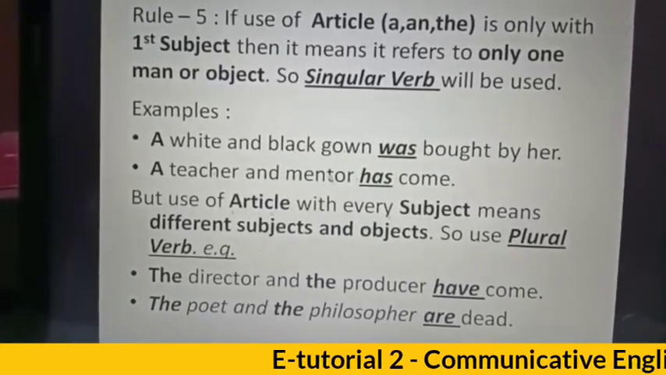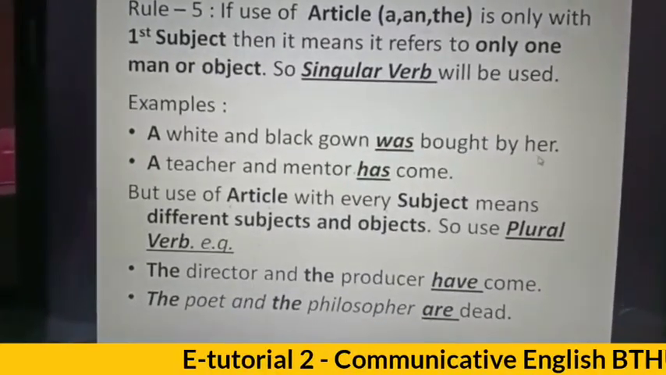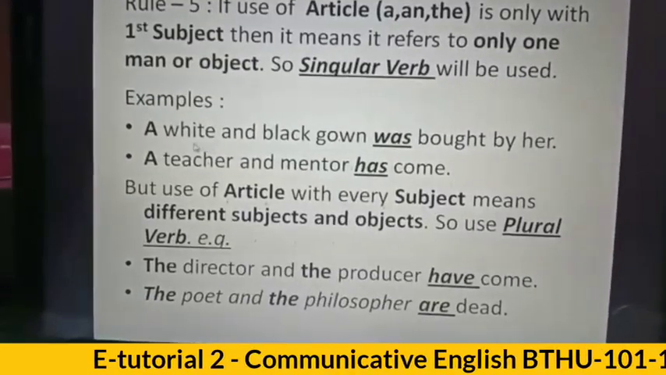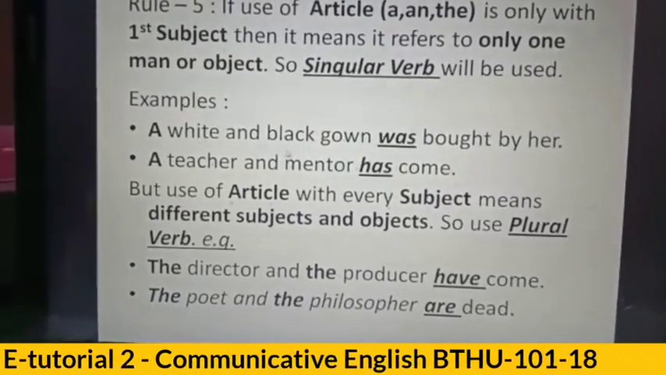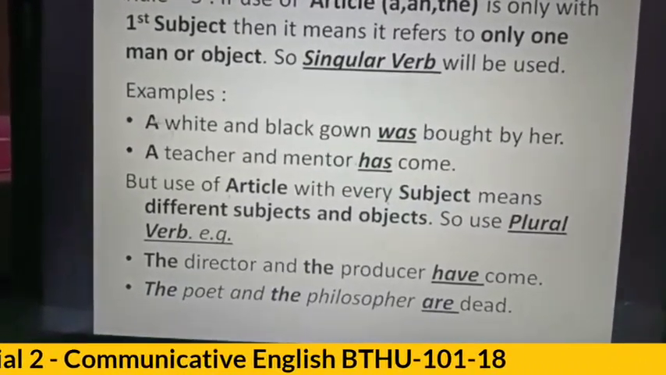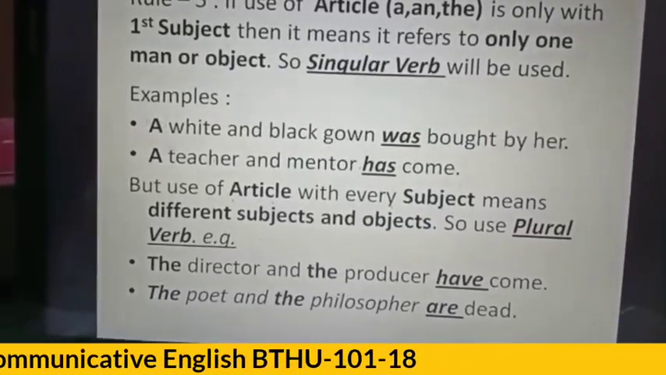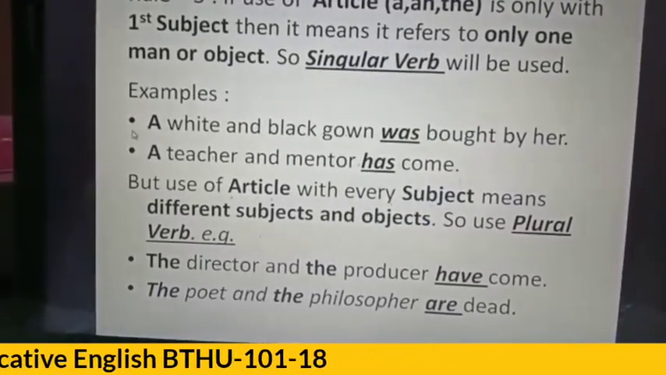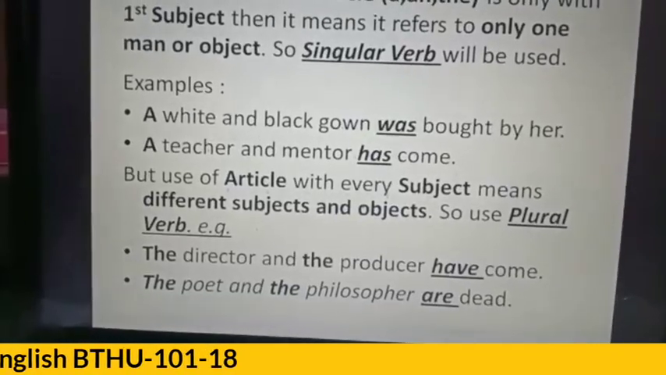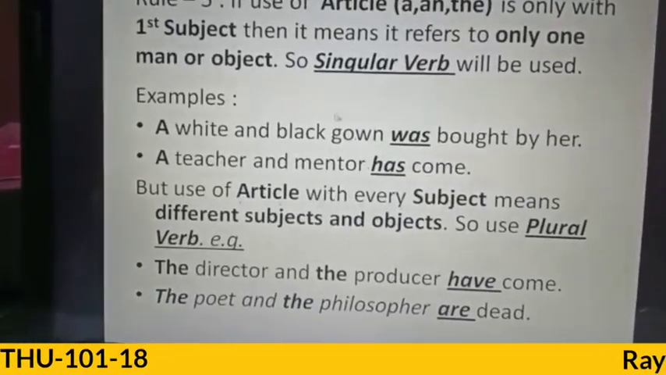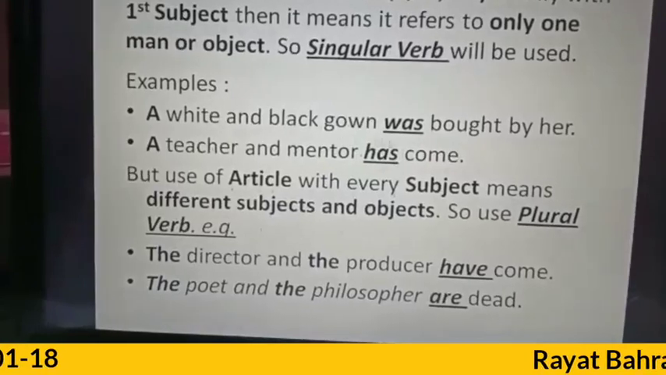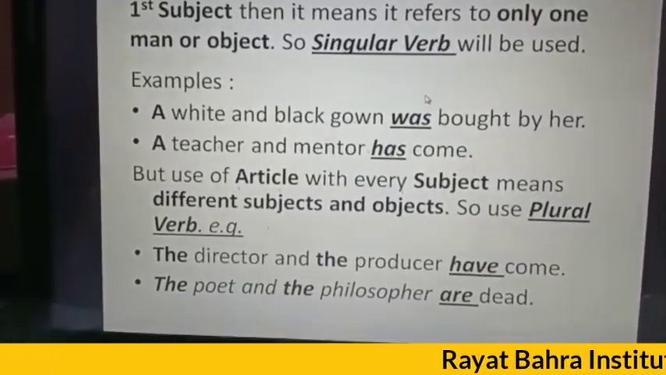A white and black gown was bought by her. You see, in this sentence there are two subjects, white and black, but article a, which is an indefinite article, has been used just before white. It means that this sentence refers to only one object, that is one gown. So it agrees with singular verb was.